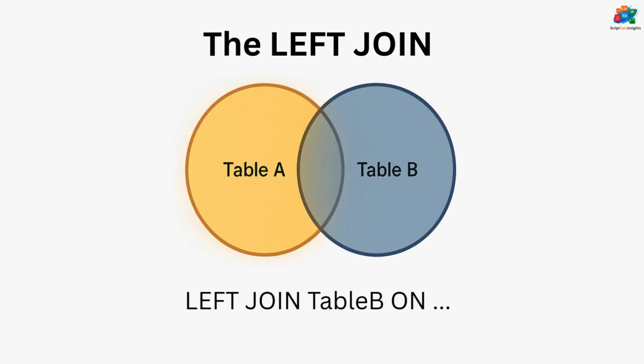Another useful join is the left join. While an inner join finds the intersection, a left join is used when you want to keep all the data from one table, regardless of whether a match exists in the other. It returns all rows from the left table and the matching rows from the right table. If there's no match in the right table, the columns from that table will simply be filled with null values. This is incredibly useful for tasks like finding all customers and seeing which ones have not placed an order, or seeing which products have not been sold.